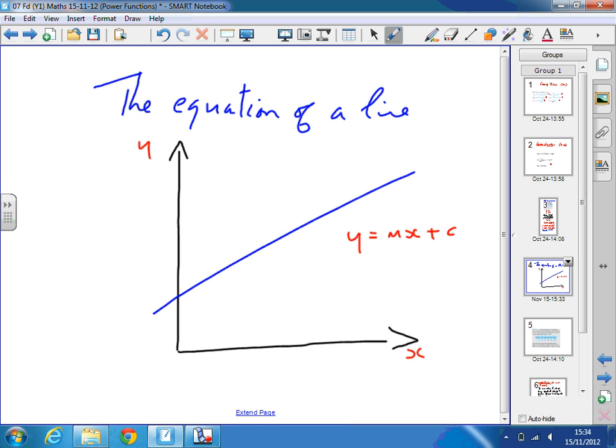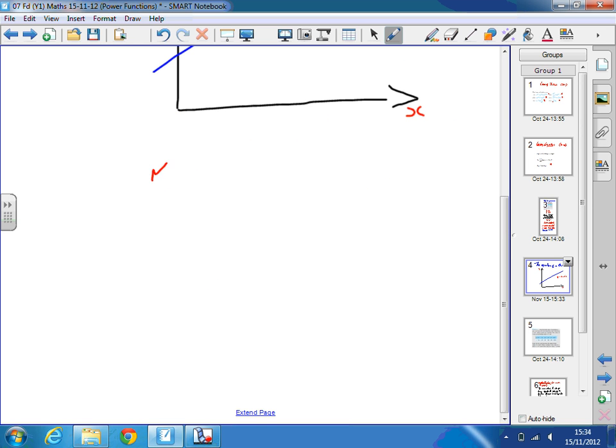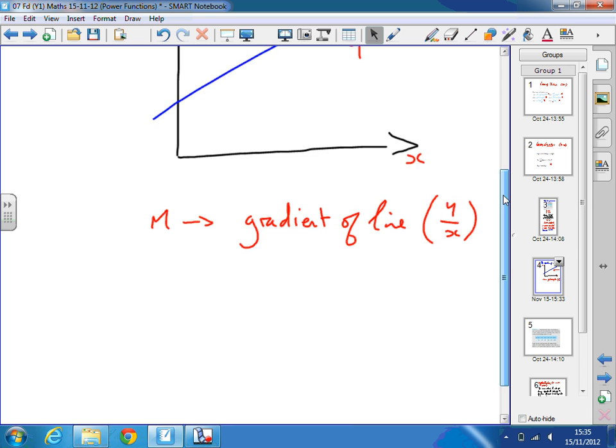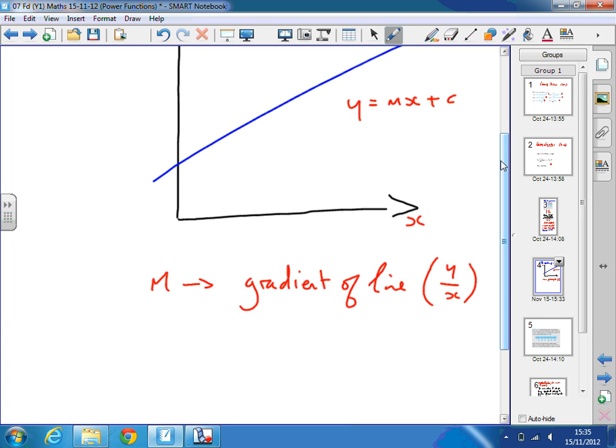The gradient. Where m is the gradient of the line, y over x. So what I do is I just draw a triangle at any convenient point on the line, a right angle triangle, and divide y by x, and the gradient is whatever y is divided by x, measured from the scale. What does c represent? The y-intercept, right, yep.